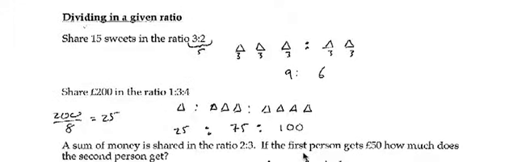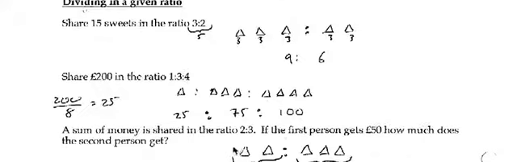Now notice there's a slight change in the style of the question here. It's not saying divide £50 in the ratio 2:3. It's saying after you have divided some money in the ratio 2:3, the first person gets £50.